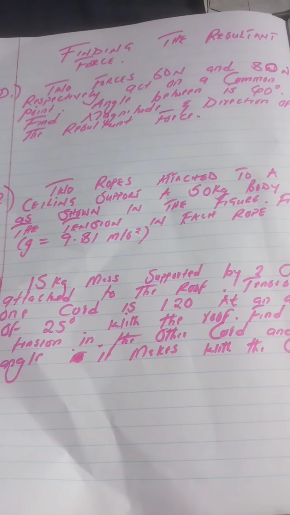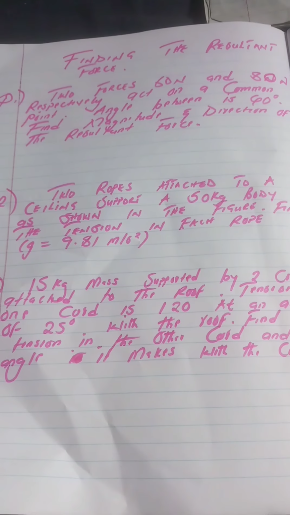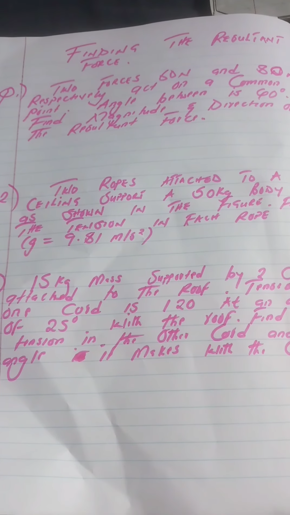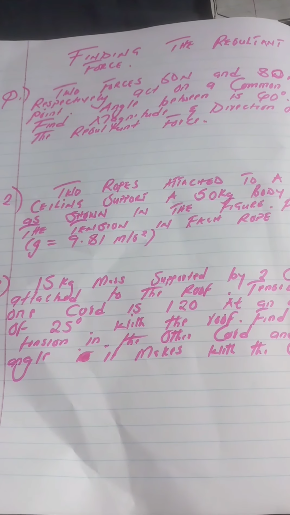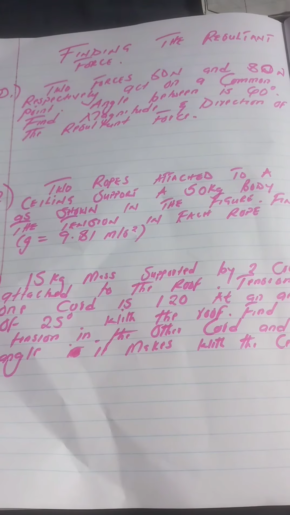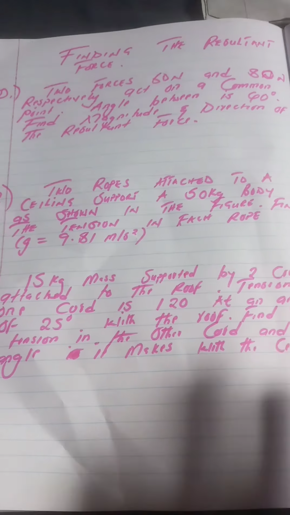The first one reads: 2 forces, 60 newtons and 80 newtons respectively, act on a point which is common. The angle between these 2 forces is 40 degrees. Find the magnitude and direction of the resultant force. If I was too fast in reading the question, you can pause the video and see what the question looks like.